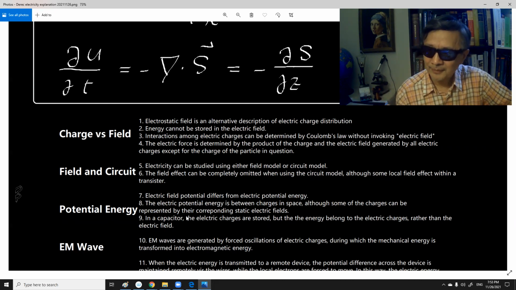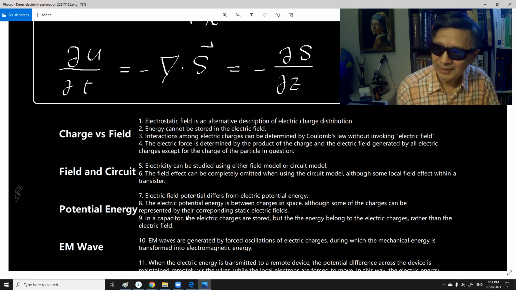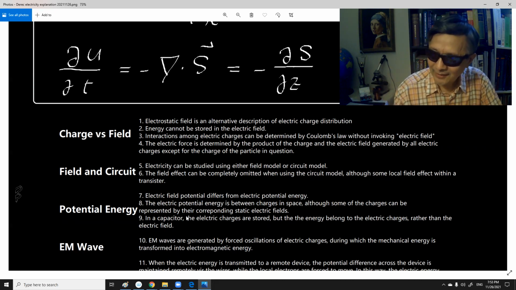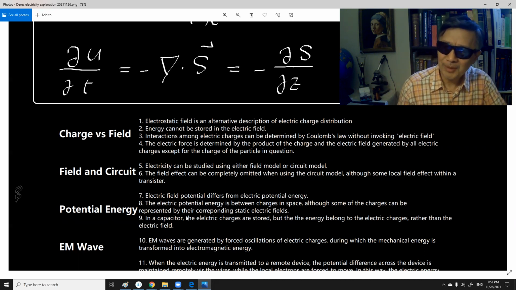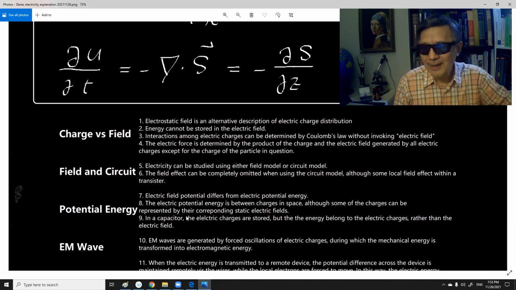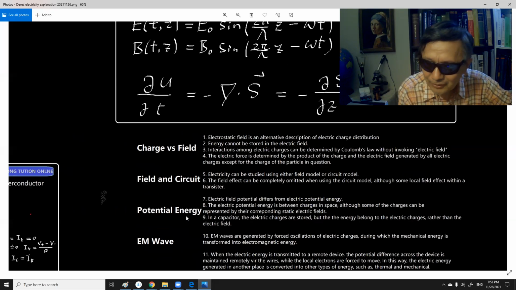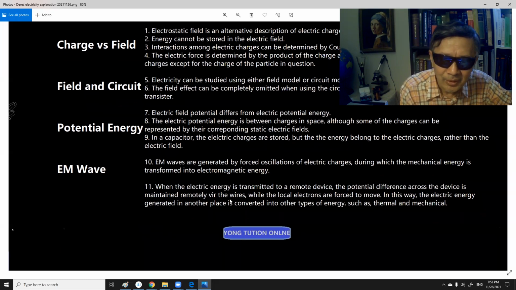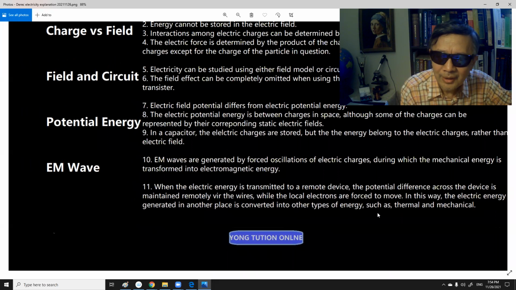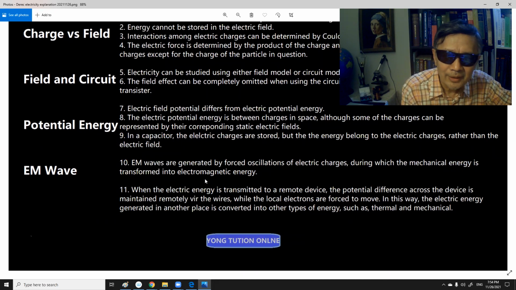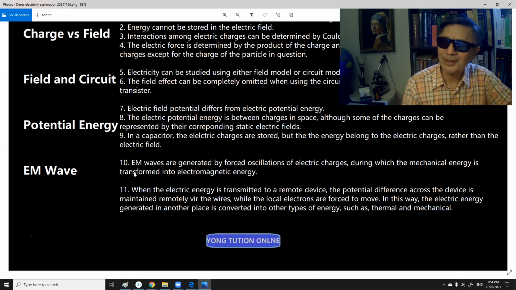That's fine. But the formula itself can be represented by the energy density, which is proportional to E squared. So people think that perhaps the energy must be stored in the electrical field. Well, you can think so, but physically it is not. This is something very important.